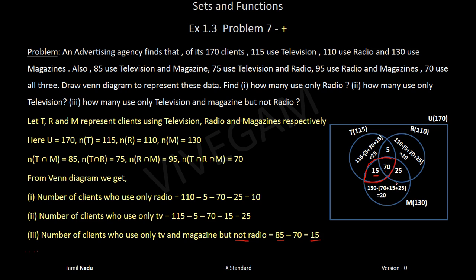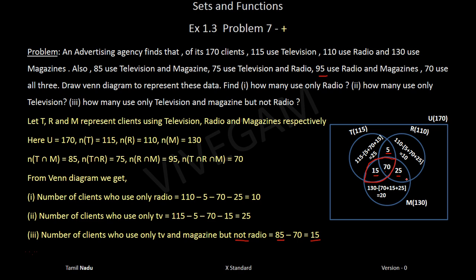Now on the same basis, if you want to find the number of people who are using television and radio only, it is this portion, because this whole thing is 75. And if you remove this 70, then this portion is 5. Similarly, what is this? This is only using radio and magazine, because radio and magazine is 70 plus 25, that is 95.